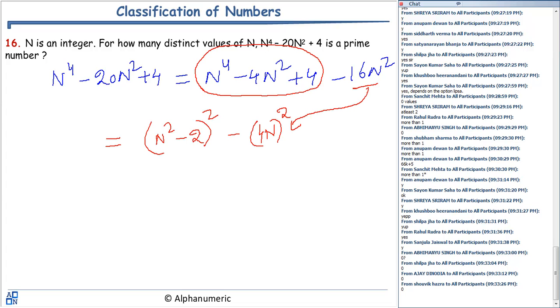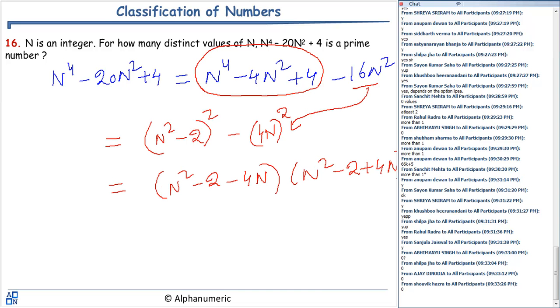Now, this number is in the form of a square minus b square. And we know that a square minus b square is always equal to (a minus b) into (a plus b). So this number can be written as (n square minus 2 minus 4n) into (n square minus 2 plus 4n).